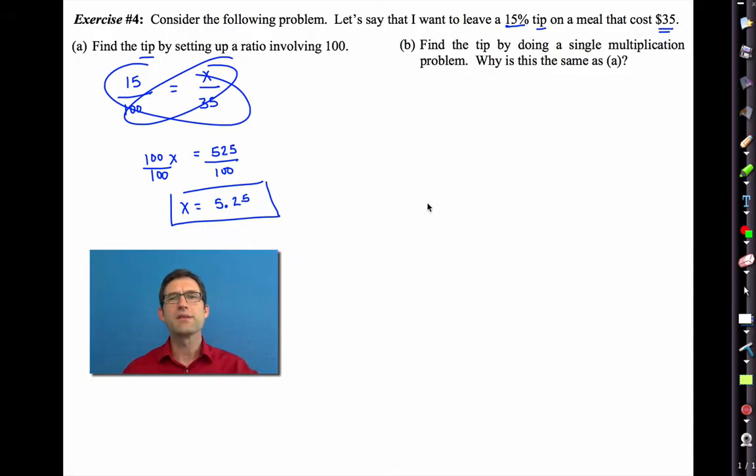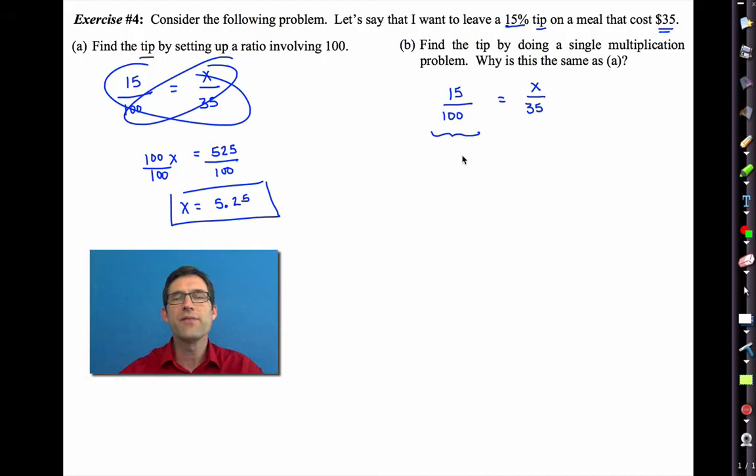Now, letter B says, find the tip by doing a single multiplication problem, and then it asks, why is this the same as in A? All right. Well, believe it or not, we're going to kind of do the explanation first to figure out how to deal with this. So let's say that we take this thing from 15 divided by 100 is equal to x divided by 35. Well, the thing is, normally we cross multiply here. A fraction equal to a fraction, I cross multiply. That's what I tend to do.